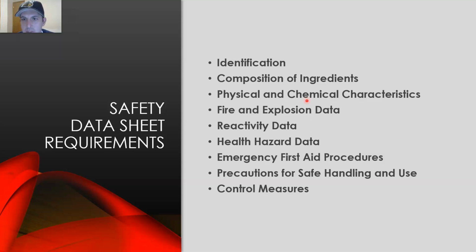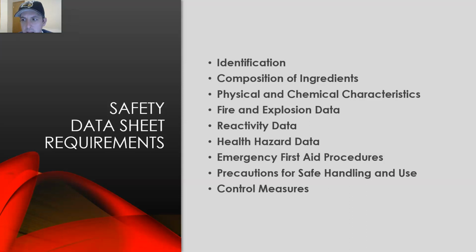We need to see the composition of the ingredients, right? What all ingredients are there, specifically the hazard chemicals, and within that, what are the exposure limits of each of those chemicals? What is considered a safe and unsafe level of exposure? We also need to include the physical and chemical characteristics of that. What are the freezing and boiling points? What are the appearances and odor of this chemical, so it can be identified and understood better?